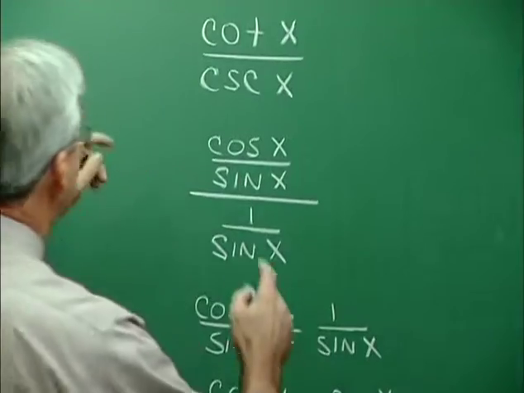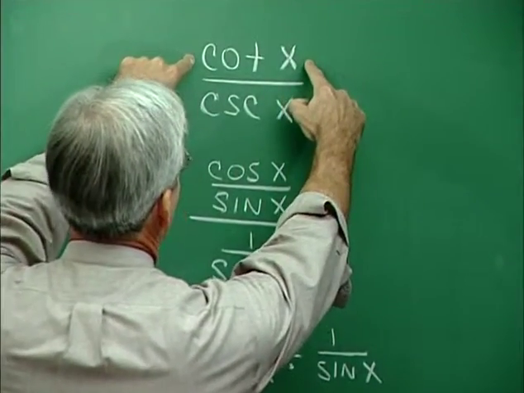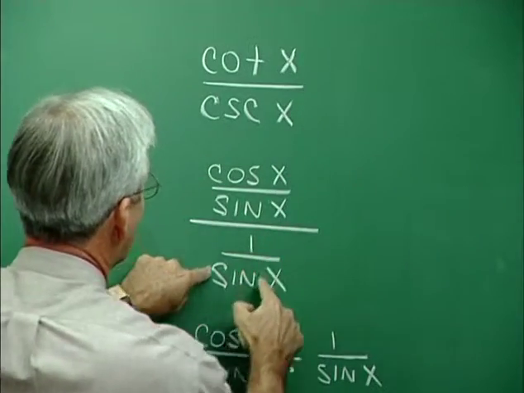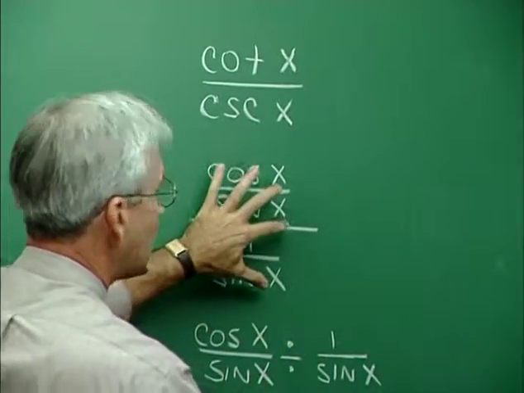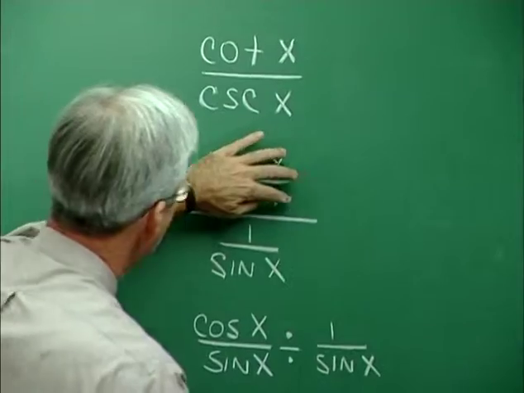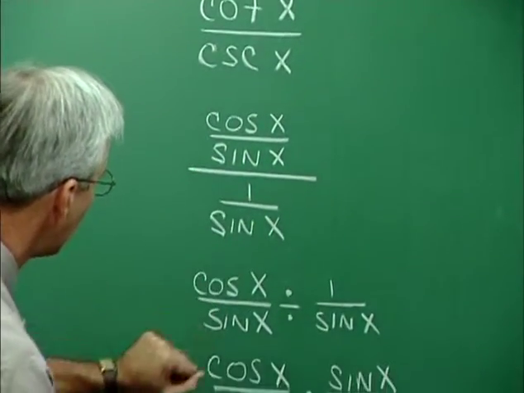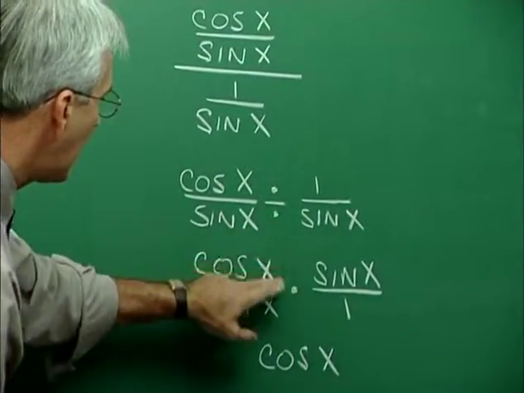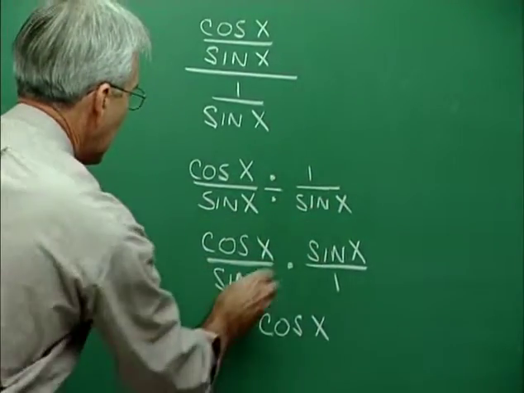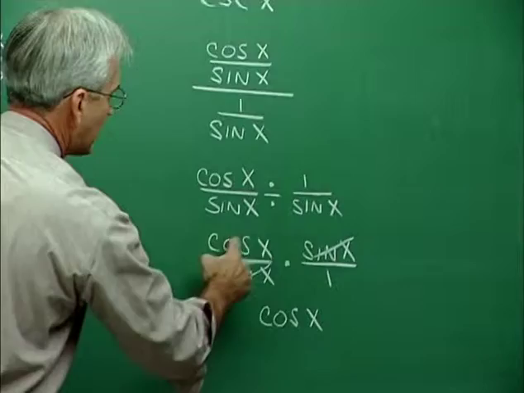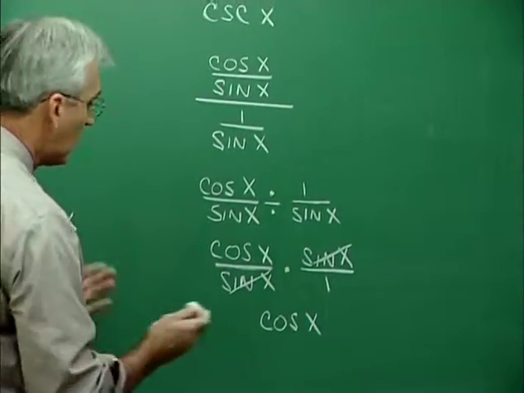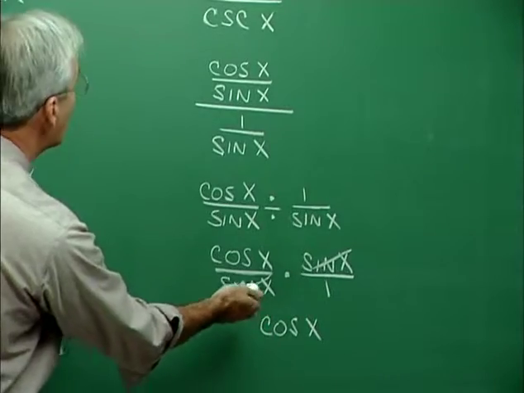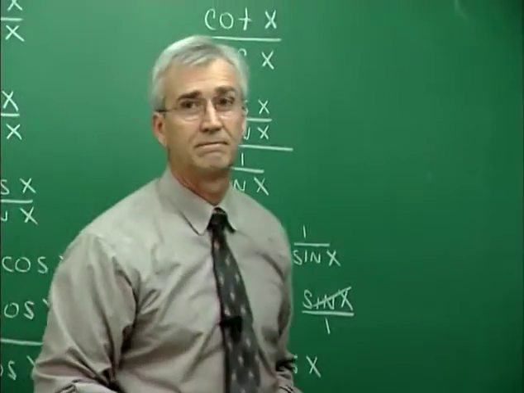So what we could do is rewrite cotangent x as cosine over sine, you see, and cosecant as 1 over sine, and then just manipulate this into a different form. Well, this is numerator divided by denominator, so it's this fraction divided by this one, and now it's times the reciprocal of this one, and these cancel, so we have simply cosine x over 1 or cosine x, a much simpler kind of expression to deal with than the original one.